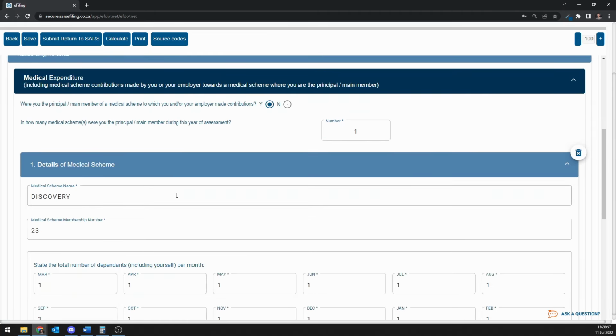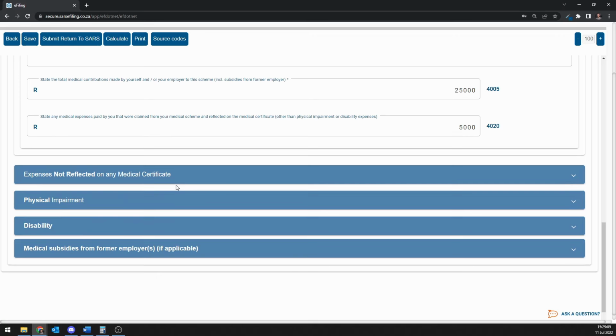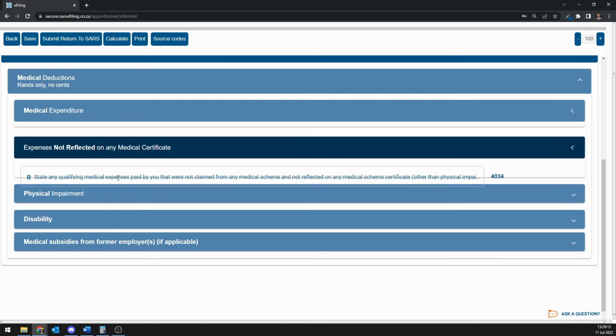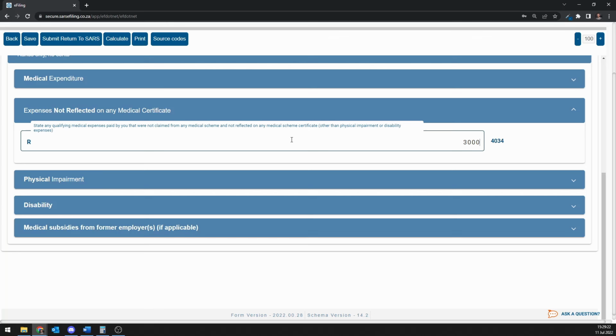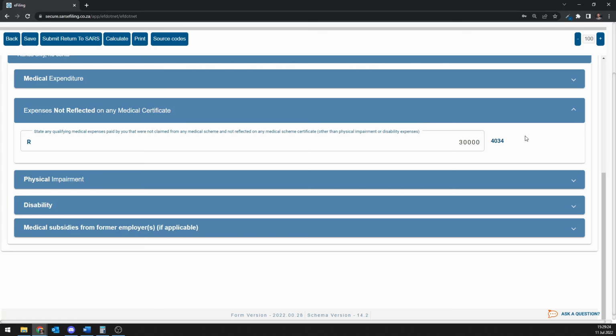But what if you have additional medical expenses? Maybe you've had a surgery or an operation, or you have a lot of chronic medication. Then you need to go to expenses not reflected on the medical certificate, and you can tally the total up that doesn't reflect on the medical aid certificate, and let's say that was 30, and that you can put in there, and that's basically how you claim for it.